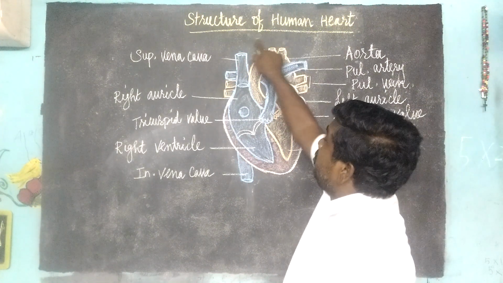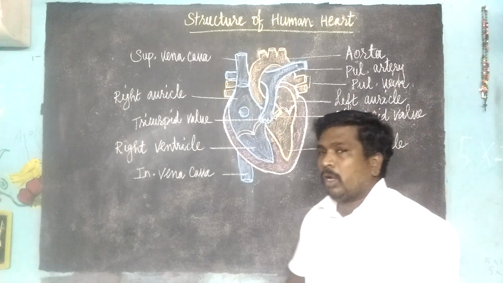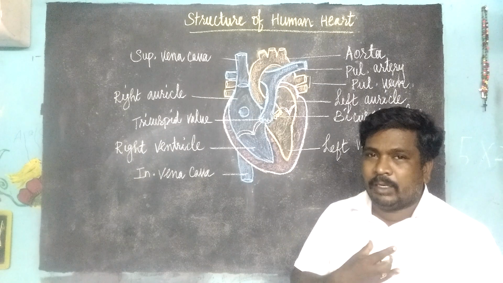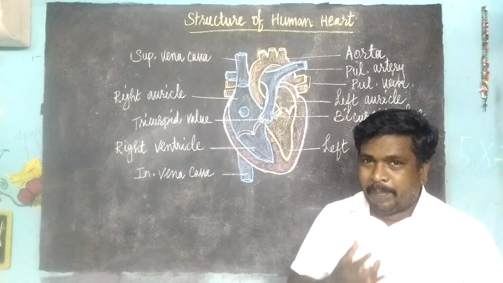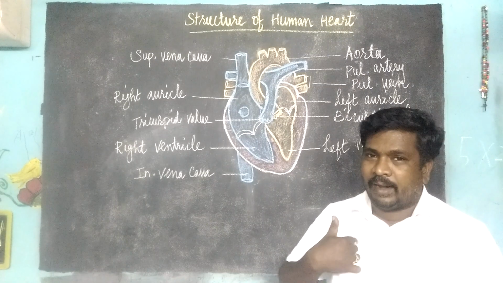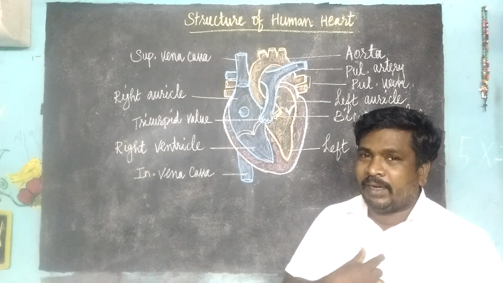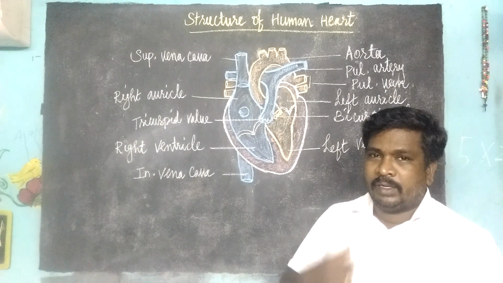Now we are going to learn about the structure of the human heart. The heart is located in the mediastinum region. The mediastinum is the space between the two lungs, and it is the place where the heart is present.